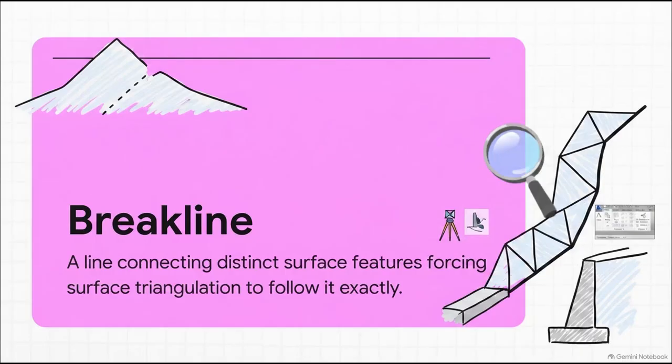A break line does exactly what it sounds like. It acts as a definitive break in your terrain. It's a line that connects data representing distinct physical features. Think ridge lines, edge of pavement, or the toe of a slope. When you drop a break line in, you are firmly telling Civil 3D, look, I don't care what the closest points are. You must draw the triangle edges exactly along this specific line. It forces the triangulation to follow the feature, making sure things like sharp curbs or retaining walls aren't illegally smoothed over by the math.